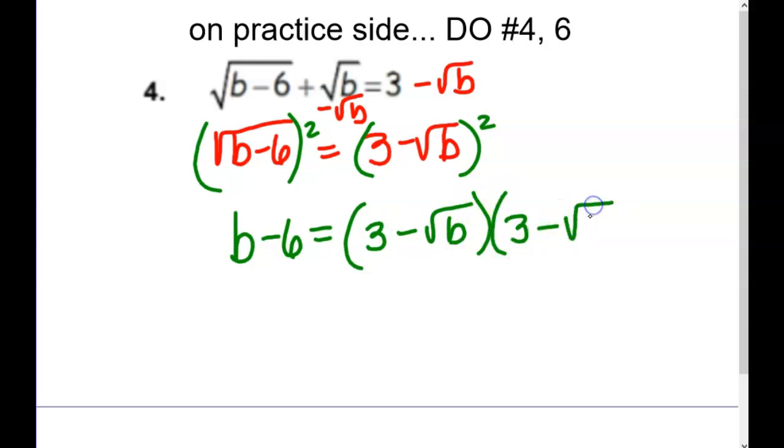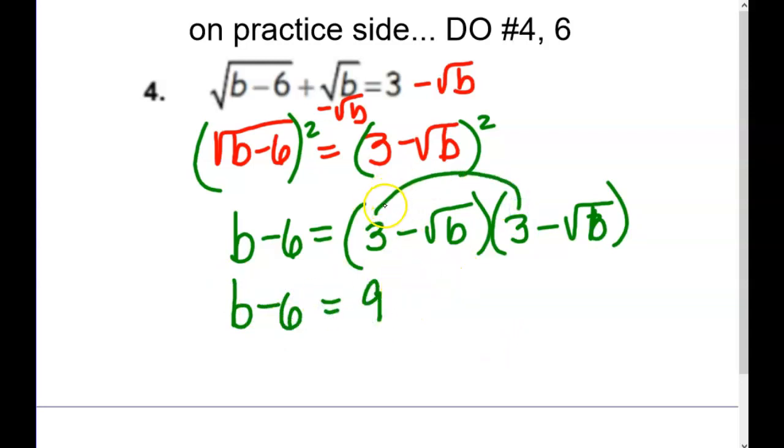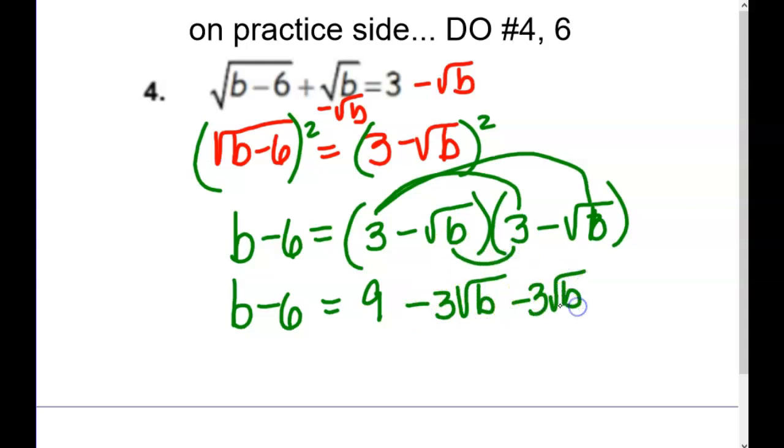but we are squaring 3 minus the square root of b times, okay. So when we do FOIL here, 3 times 3 is 9. Outside is a negative and a 3 square roots of b. Inside is another negative 3 square roots of b. And then a negative square root of b times a negative square root of b would be what, guys?